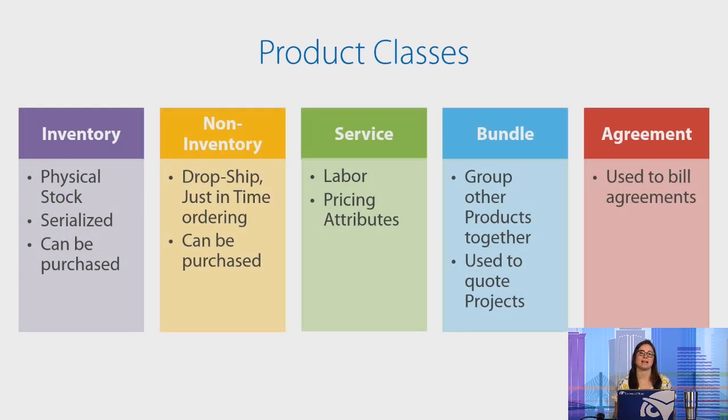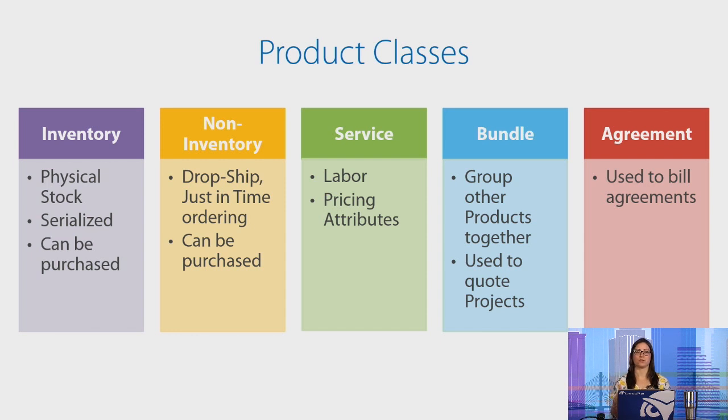Now, our product classes can be inventory or non-inventory, where the main difference is that one is serialized and one is not. We track the inventory in our system, the non-inventory we do not. Now, they can both be purchased, so when they're added to a record, they generate purchasing demand automatically if you're using the procurement module. Our service class products, that class is used to represent labor. So if it's an installation where they're going to be spending an hour, that's what we would use. We'd use a service class product to represent that.